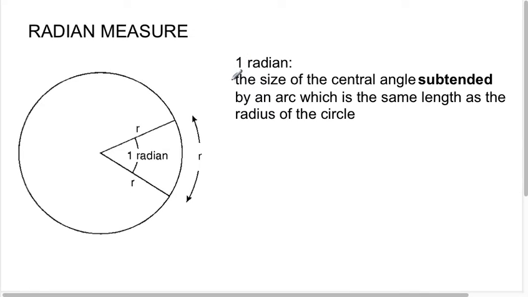1 radian is defined as the size of the central angle subtended by an arc which is the same length as the radius of the circle. So if you have a circle with radius r, and you have here an arc, a part of the circle, which has the same length as its radius, then this angle here at the center we call 1 radian. So that's what we define as radian measure.